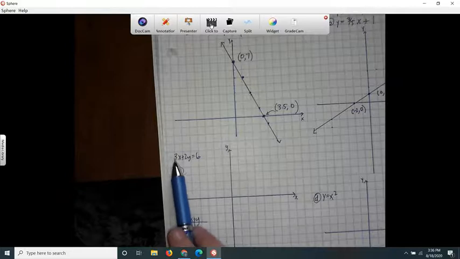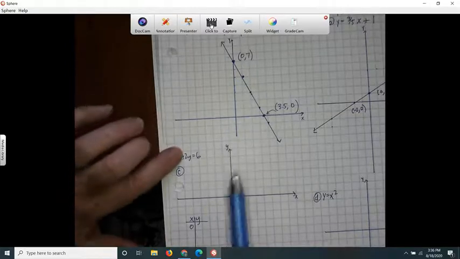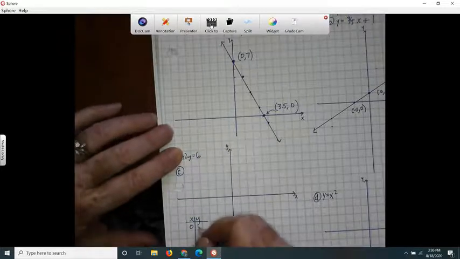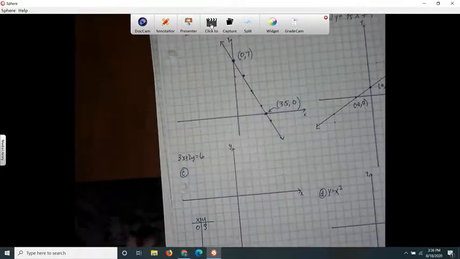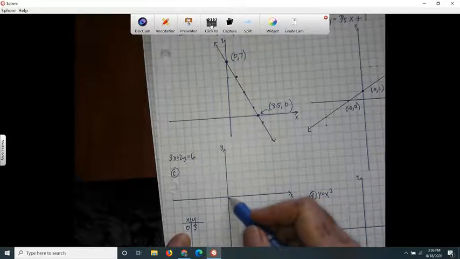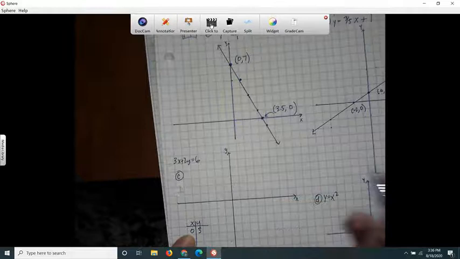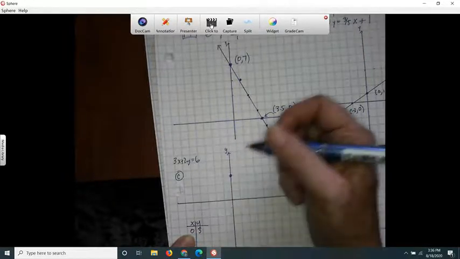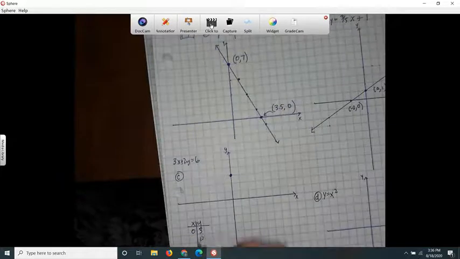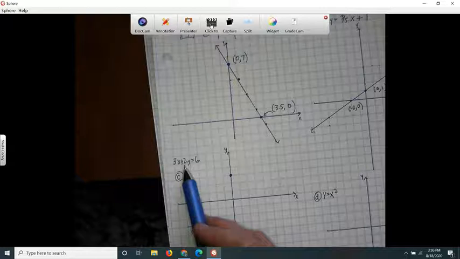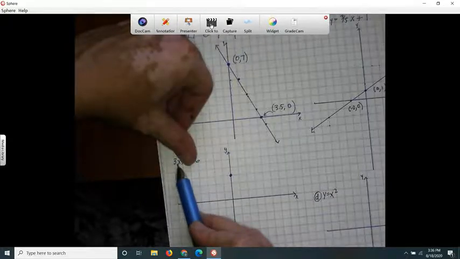So 3 times 0 is 0, so that goes away. And then I have 2 times something equals 6. Well, now I easily can find that the y-intercept is 0, comma 3. And the x-intercept, I'll just put in for y, 0, find out what x is. 3 times something equals 6, so x is 2. See how we did that? Those are my two steps.